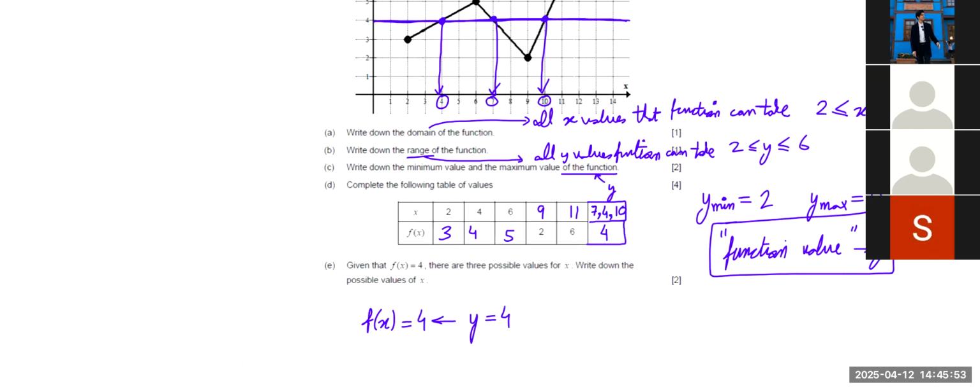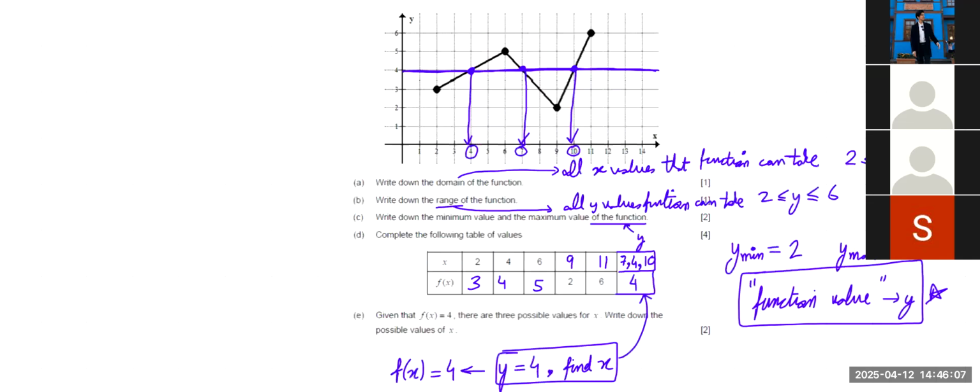Find the possible values of x. So y is 4, find x. That's all this question is saying. It looks very difficult, but this is all it's saying. By the way, we just did this accidentally, I just realized. So y is 4, find x. How do you do this? Just as I did earlier.